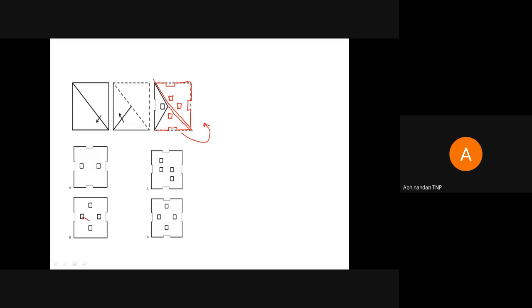Here we have 2 patches, which means this is not correct, right? Here we have 4 patches, but the squares are in a zigzag manner, so this is also not correct. Here we have 2 squares, so this is also not correct. So option number D is correct. See how simple a question is asked in the aptitude. You just have to imagine yourself. After imagining yourself, you can find out the correct answer very easily.